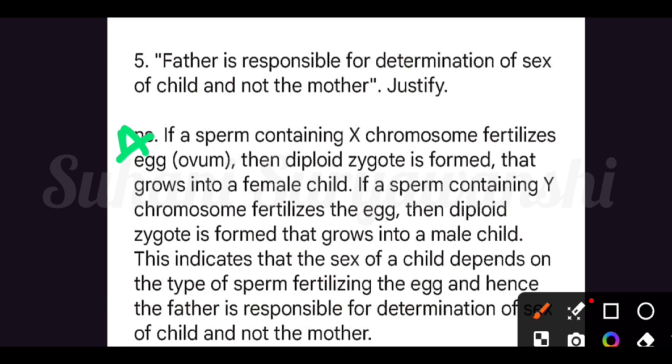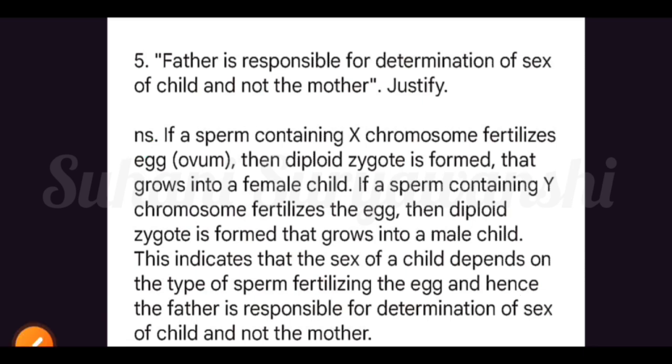Just write it. If a sperm containing X chromosome fertilizes the egg, the diploid zygote is formed that grows into a female child. If a sperm containing Y chromosome fertilizes the egg, then a diploid zygote is formed that grows into a male child. This indicates that the sex of a child depends on the type of sperm fertilizing the egg, and hence the father is responsible for determination of sex of child and not the mother.